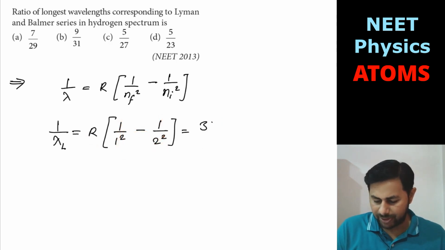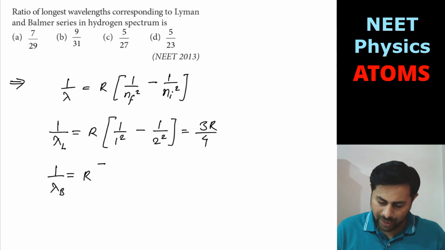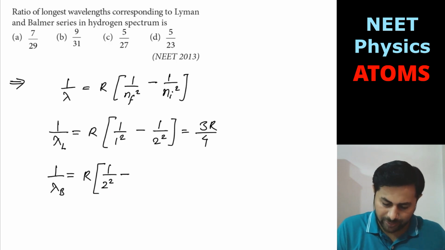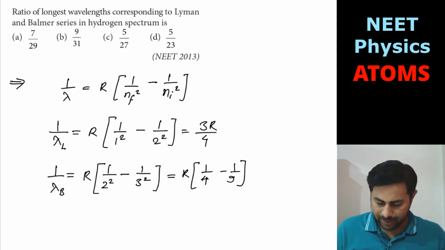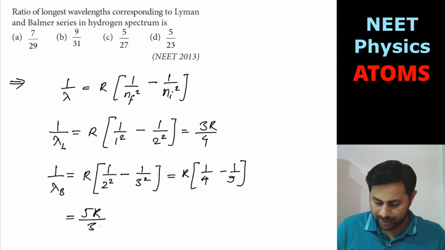So you have 3r by 4, and then 1 by lambda for Balmer is equal to r multiplied by 1 by 2 square minus just the next orbit. We want the longest wavelength for this one also, so it is just the next orbit, 1 by 3 square. So this is 1 by 4 minus 1 by 9, that is 9 minus 4 divided by 36, so 5 divided by 36. So this is equal to 5r by 36, that is 1 by lambda B.